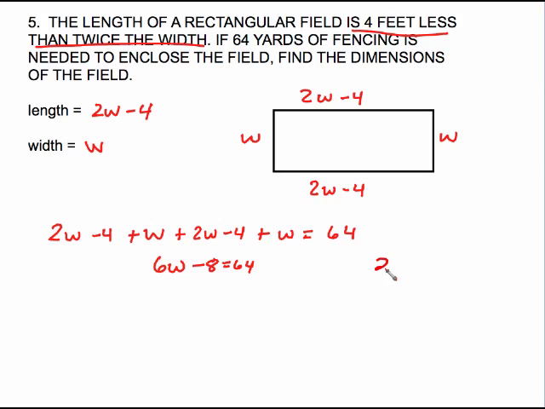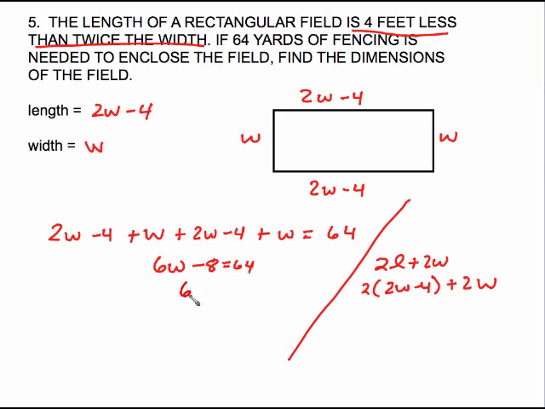You could use the formula for perimeter. The formula for perimeter of a rectangle is 2L plus 2W. So I could do 2 times 2W minus 4 right here, that's my L, plus 2 times my W, which when I clean that up and add my like terms together, I will get this same equation. So use that formula if you know it and you like it, but you don't have to memorize it because you can just add up all the sides the way they are.